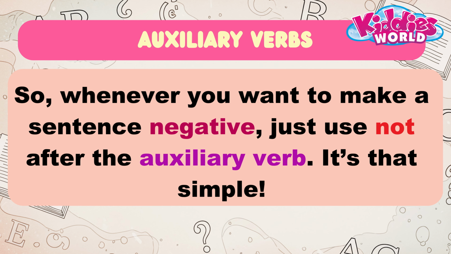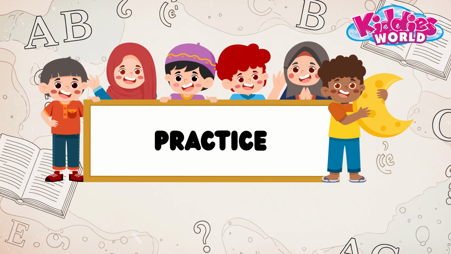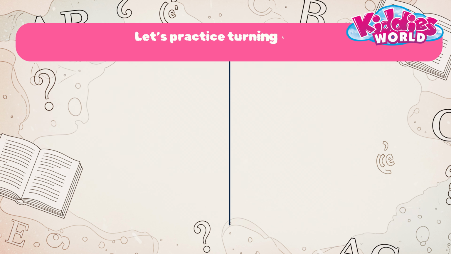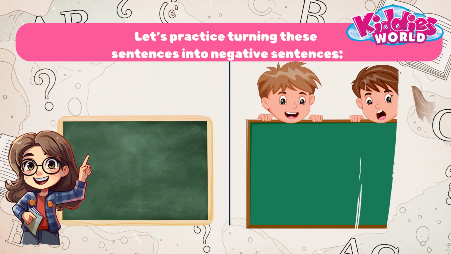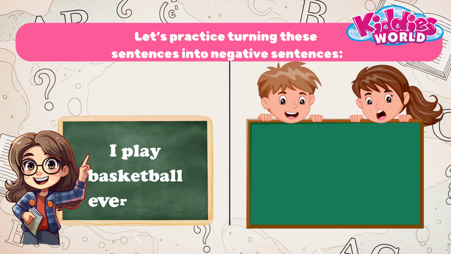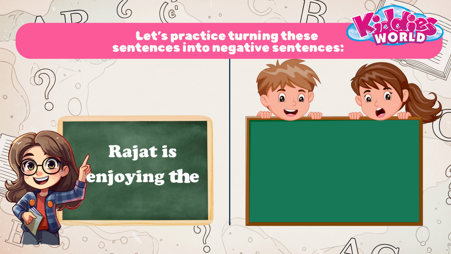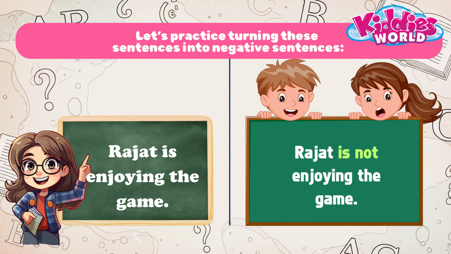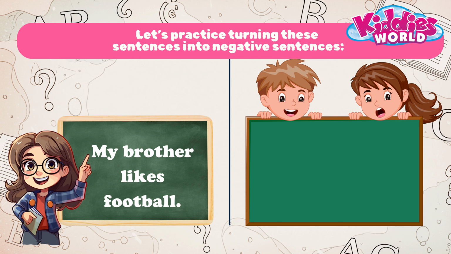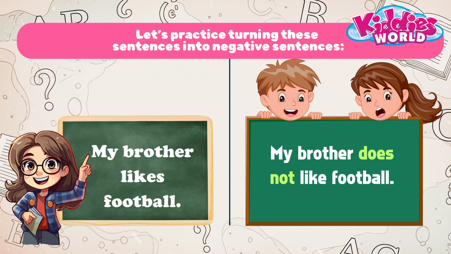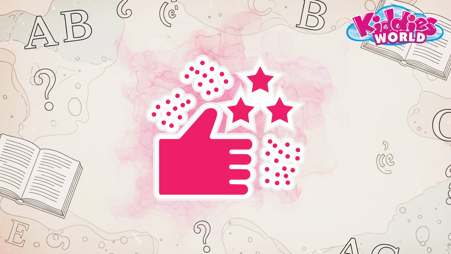It's that simple. Dice quick practice. Let's practice turning these sentences into negative sentences. I play basketball every day into I do not play basketball every day. Rajat is enjoying the game into Rajat is not enjoying the game. My brother likes football into my brother does not like football. Well done! Now you know how to make sentences negative with auxiliary verbs.